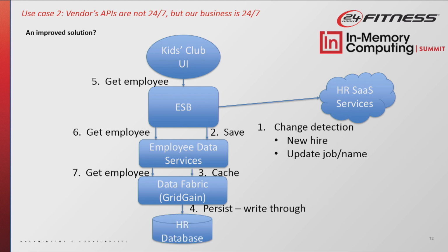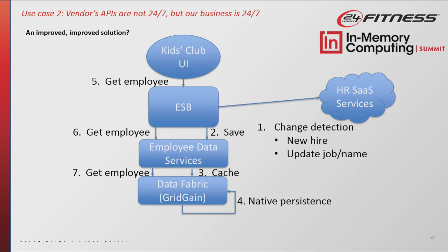I said that the HR database was used by other systems, materialized views over database links, and reporting and whatnot. Eventually, when we migrate all of our legacy systems to new systems, it's my hope that we don't need this HR database anymore. And then we can take advantage of Apache Ignite's native persistence or GridGain's native persistence, where we don't have a database backing this anymore because we really don't need it.